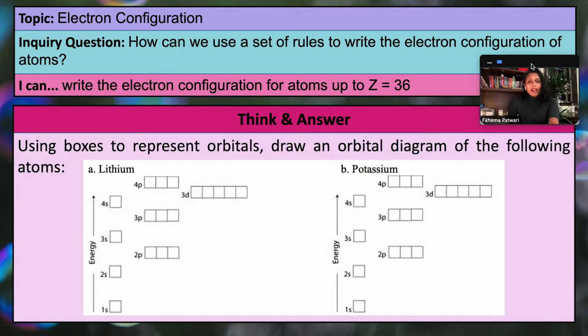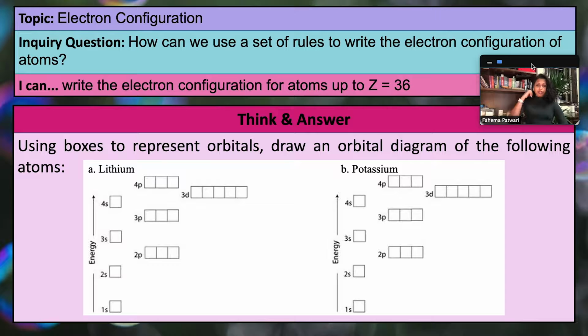Hello, everyone. Our last class was on orbital diagrams. Today is the follow-up lesson on electron configuration. So today what you're going to learn is how to write electron configurations for those diagrams you've drawn, or even without having drawn a diagram.